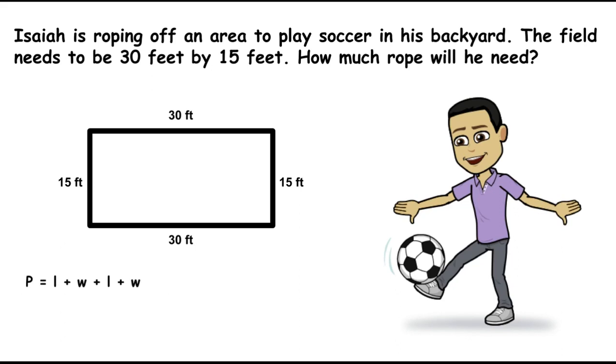So now I'm going to apply my formula. Perimeter equals length plus width plus length plus width. So perimeter equals 30 plus 15 plus 30 plus 15. My final answer is the perimeter equals 90 feet. The answer would be incomplete without saying the unit of length. So the perimeter of Isaiah's field is 90 feet.